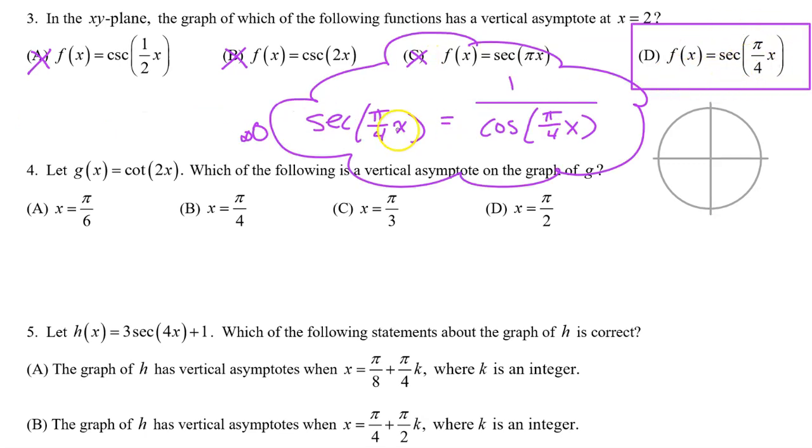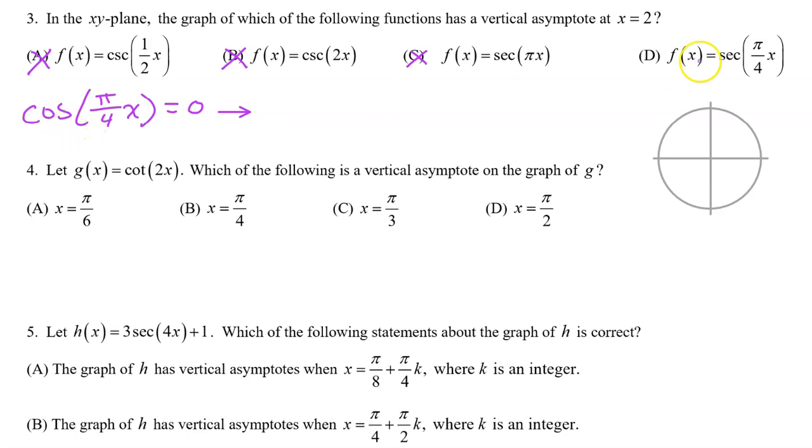For option D, we are thinking the secant of pi over 4 x is equal to 1 over the cosine of pi over 4 x. This function will have a vertical asymptote where the denominator, cosine of pi over 4 x, is equal to 0. So the vertical asymptotes for this function will be the solutions to this equation. First, we solve for pi over 4 x by asking ourselves the cosine of what is equal to 0. Cosine is the x value on the unit circle, and the x values are equal to 0 here and here. So pi over 4 x will equal pi over 2 or 3 pi over 2.